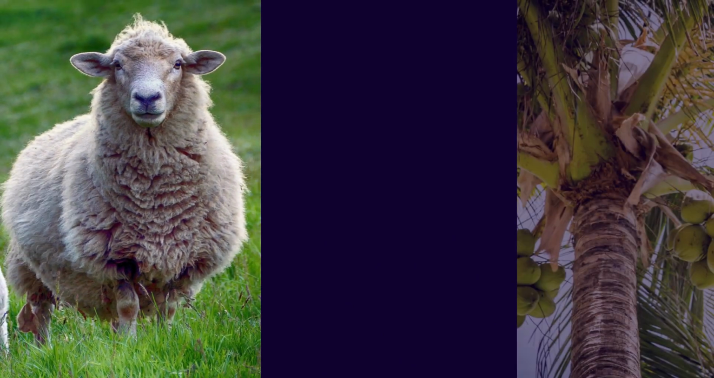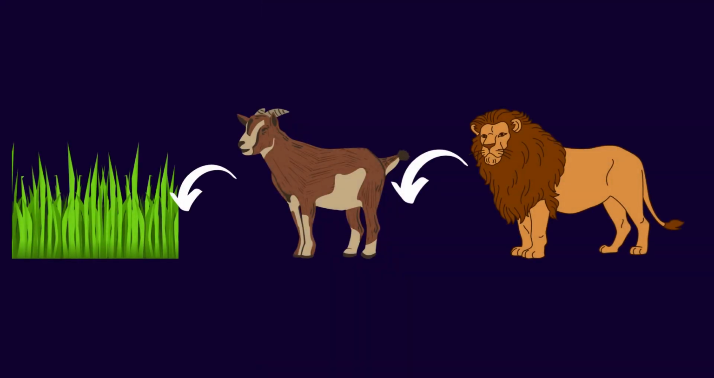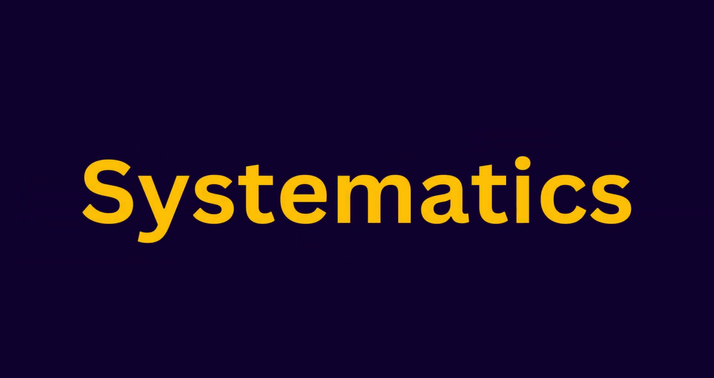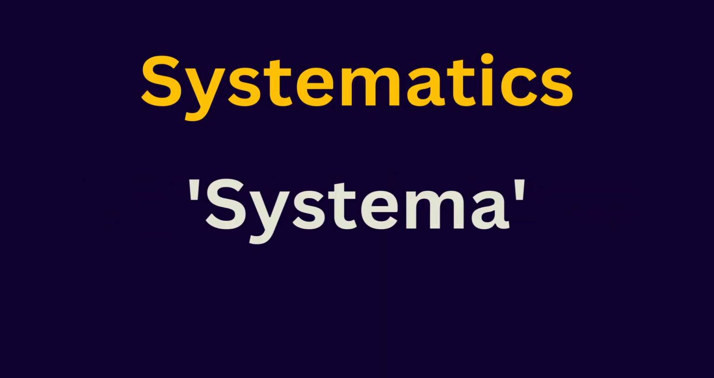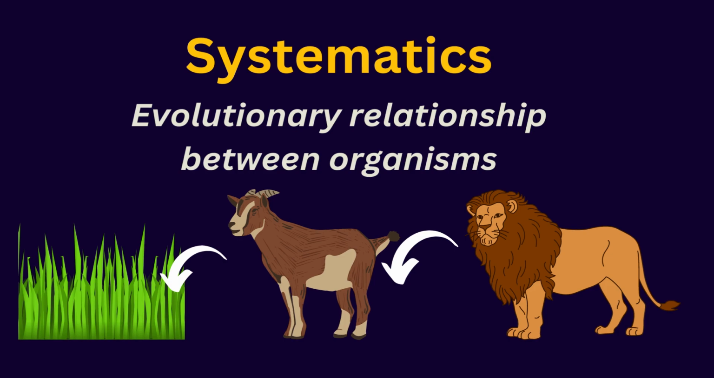Hence, the earliest classifications were based on the uses of various organisms. Human beings were, since long, not only interested in knowing more about different kinds of organisms and their diversities, but also the relationships among them. This branch of study was referred to as systematics. The word systematics is derived from the Latin word systema, which means systematic arrangement of organisms. Linnaeus used Systema Naturae as the title of his publication. Systematics takes into account evolutionary relationships between organisms.